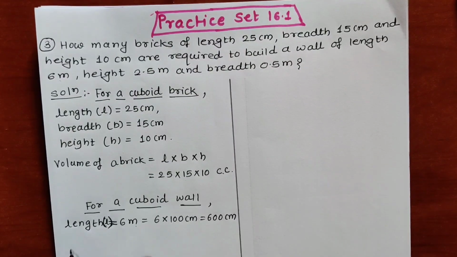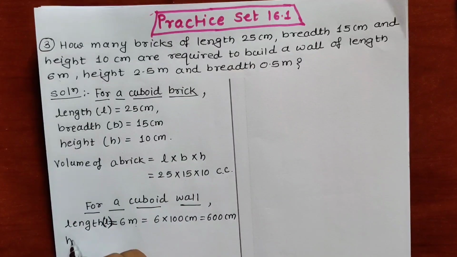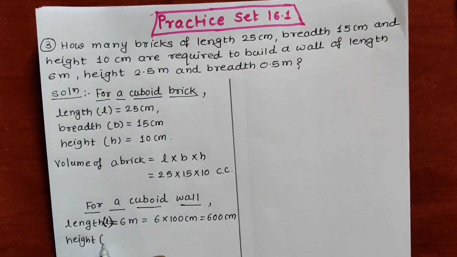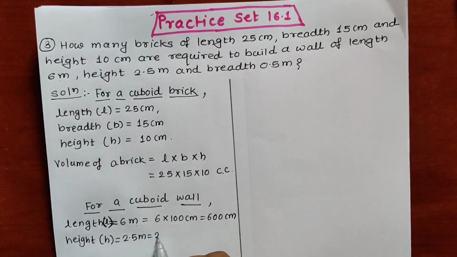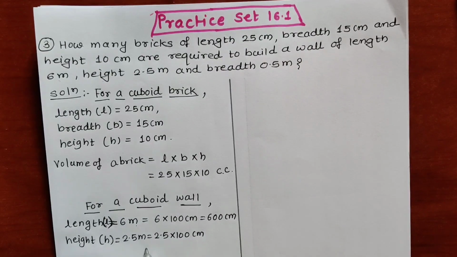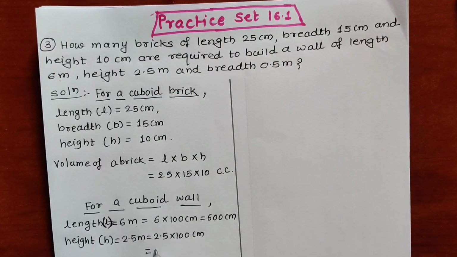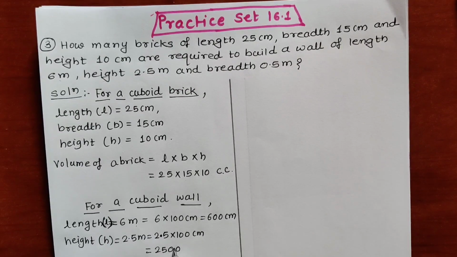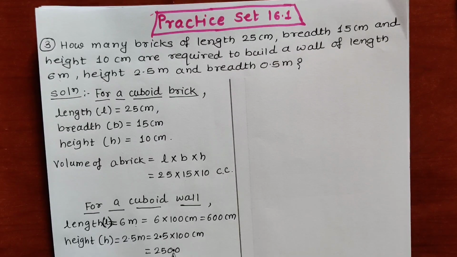Now height h is equal to 2.5 meter. That means 2.5 multiplied by 100 centimeter. 2.5 multiplied by 100 means what? 25 multiplied by 100, we get 2500. In this number, after point one digit is there, so in answer also there should be one digit after point. So it will be 250.0 centimeter. After point 0 is there, it doesn't have any value. We write only 250 centimeter will be the height.